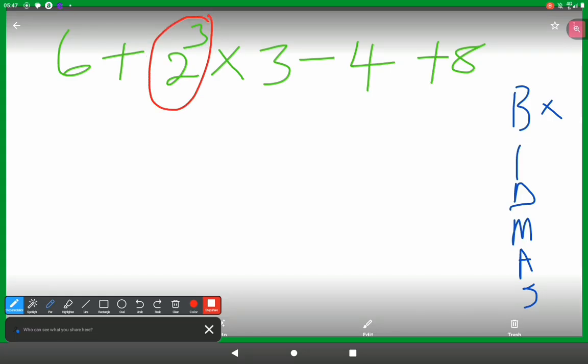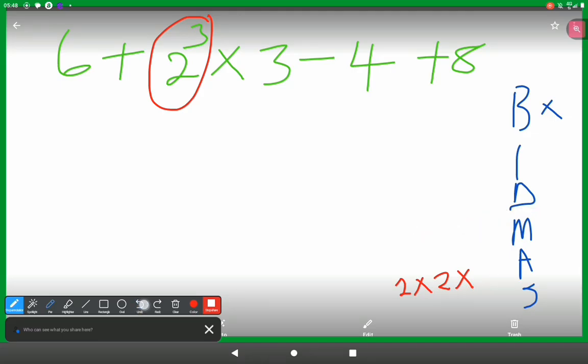What does 2 power 3 mean? 2 power 3 literally means 2 times 2 times 2. Because what they mean is 2 in 3 places. So you keep multiplying 2 in 3 places. So that is the meaning of 2 power 3. If it was 2 power 5, then you multiply 2 in 5 places: 2 times 2 times 2 times 2 times 2. That's the meaning of 2 power 5.